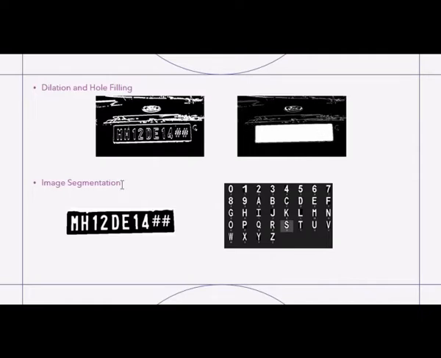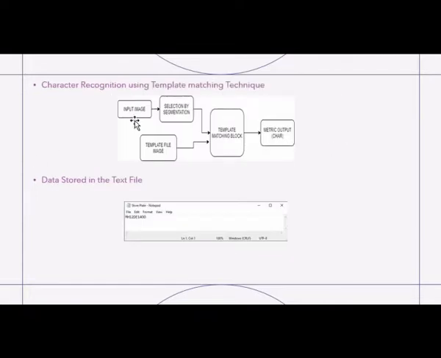And then we use image segmentation. This is the cropped area for the number plate location, and this is an example of each character template. Then we do character recognition using the template matching technique. This is the basic flowchart for the template matching technique.